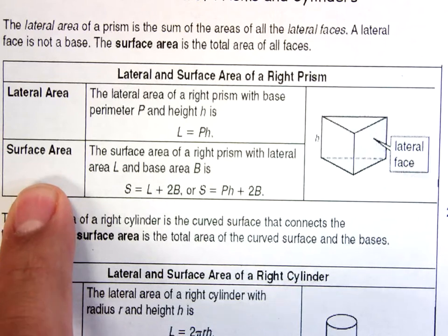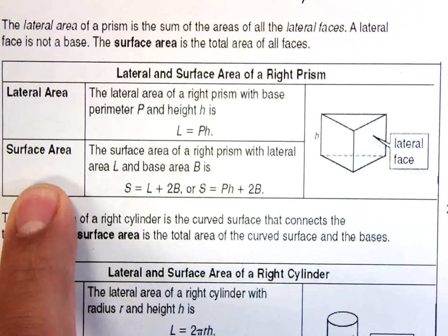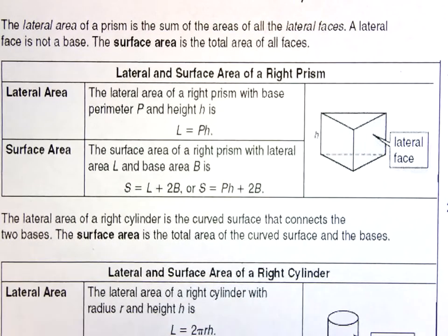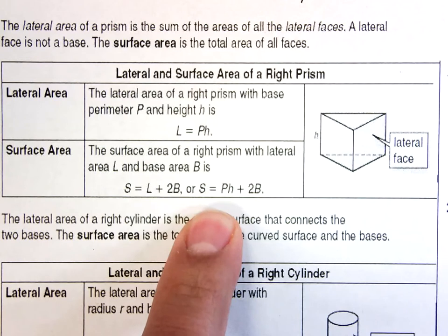If it ever just says surface area, that means the whole thing. That is the lateral area and the two bases, so it's the area of every single face on your prism. And here's some formulas to help you get it. Again, you don't have to memorize these either. These are on your formula chart.